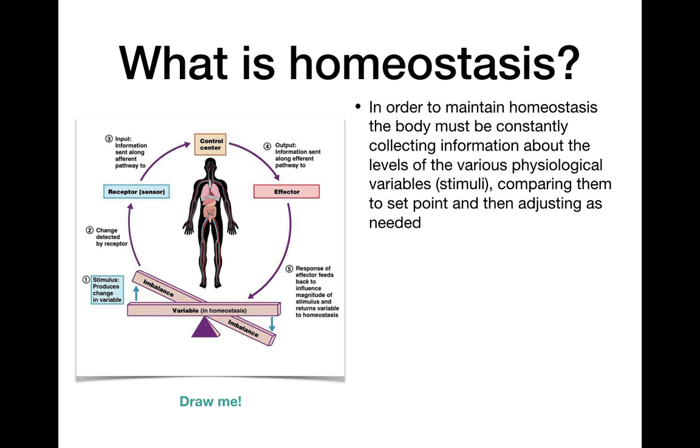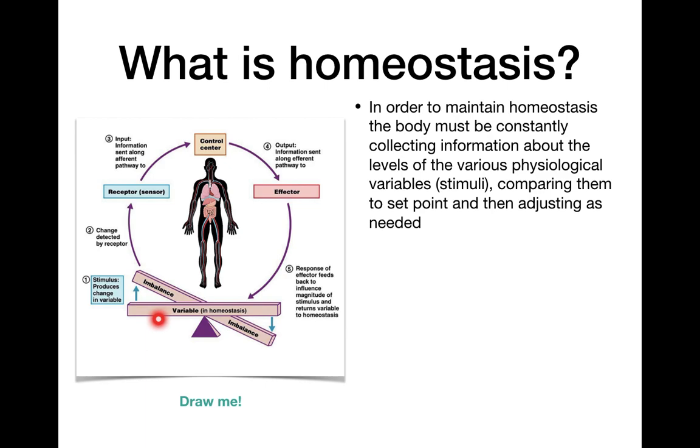So let's say you have too much water, it will have to make more dilute urine and excrete that water. If there's not enough water, it will concentrate the urine more, and you'll have to retain the water in the body. It's going to adjust as needed depending on how close or how far they are from set point. So if we look at this diagram you guys just drew, here is the variable.